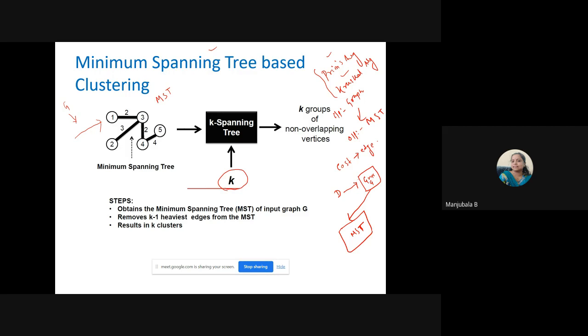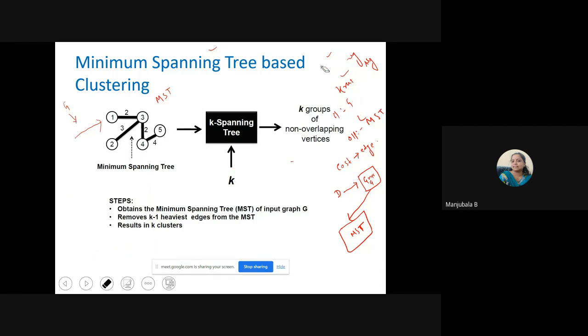So in these 5 clusters, which data points are coming? Data points means each data point you are able to represent through a vertex or a node in the graph, right? So this is the given. So for this minimum spanning tree, you are specifying the k value. So what will you get? This output you will get as k groups of non-overlapping vertices. I mean you are getting k clusters here. So which data points are coming under which cluster we have to see.